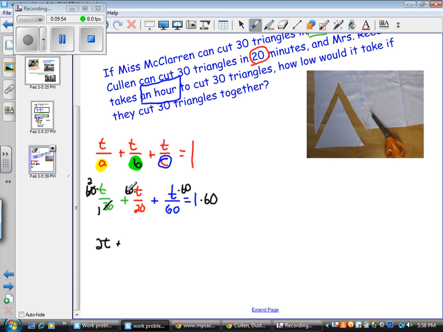Plus, second part here, 20 goes into 20 once, 20 goes into 60 3 times, and this is now 3t. In my third part, 60 over 60 cancels, and I just have a 1t. And then over here I have a 60. Well, if I do 2t's plus 3t's plus 1t, that's 6t's equals 60. Divide each side by 6, and t equals 10.